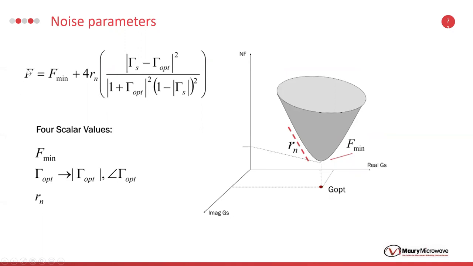And this is the model. The noise figure is equal to NF min, this is one of the unknowns, plus four times RN, and this is the variation of the noise, the slope, in fact, or the sensitivity of the noise. And we have gamma opt, which is the gamma at which we have minimum noise figure. And gamma opt, of course, has amplitude and phase. That's why we say we have four noise parameters: F min, gamma opt amplitude, gamma opt phase, and RN. So we need these four parameters.